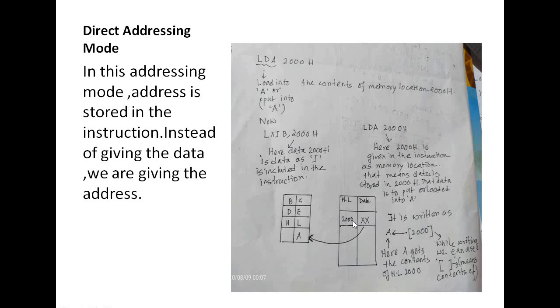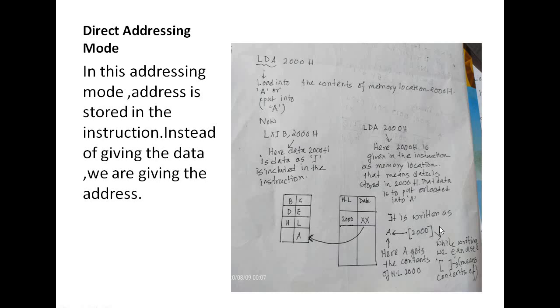It will first locate the memory location 2000H, which is already mentioned in the instruction. It will directly go to that memory location 2000H, and whatever data is stored in 2000H will be loaded into accumulator. Clear? While writing, we can put 2000H in brackets. The bracket means contents of. So contents of 2000H will get loaded into register A.